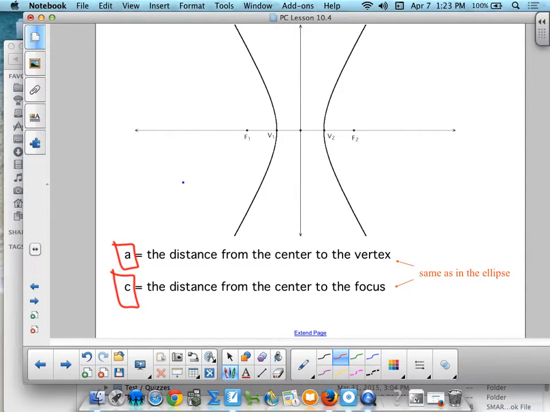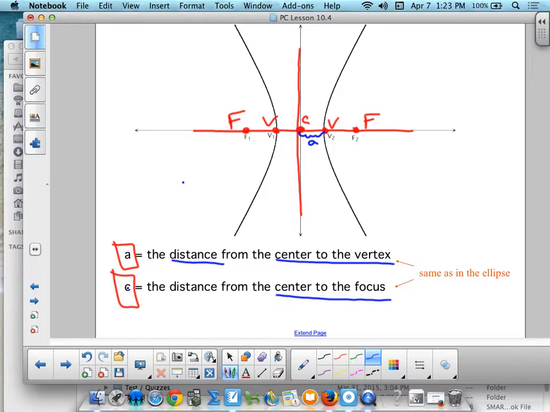And what's C? A is the distance from the center to the vertex. So if you look at this one, which I can't see very well, let me rewrite this. Here's your center. Here's your vertex. Here's your foci. Here's your other vertex. Here's your focus right there. Okay, what is A? A is the distance from the center to the vertex. So from here to here is A. What is C? Center to the focus. So from here to here is C.